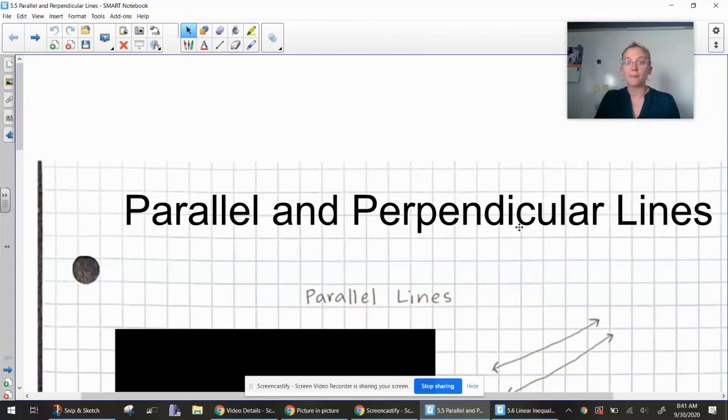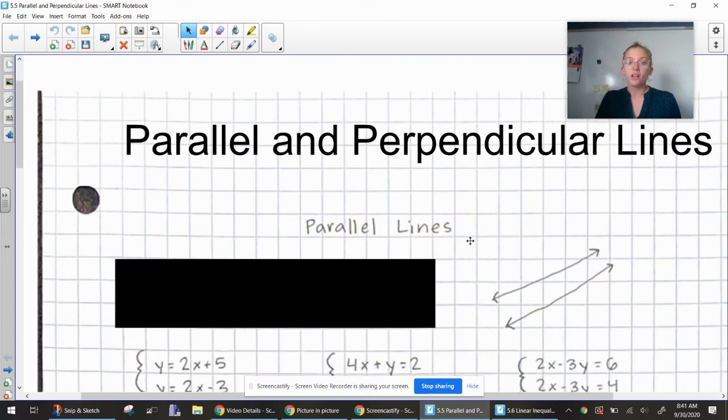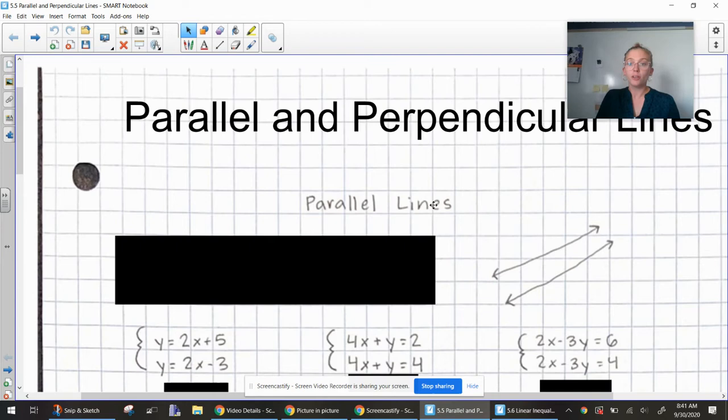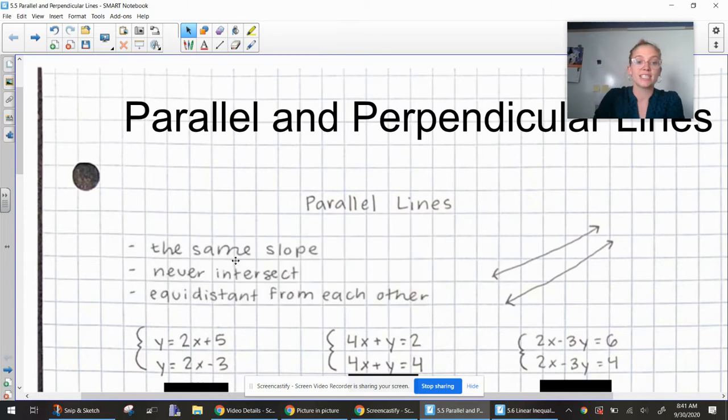Today we're going to be talking about the linear equations of parallel and perpendicular lines. So to start off with, let's focus in on parallel lines. Parallel lines look like this or like this. They are lines that never intersect. What's important to remember about parallel lines is that they have the same slope.